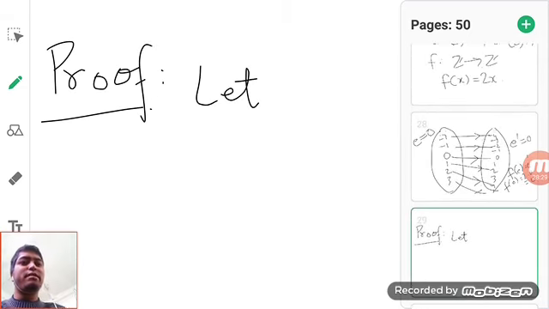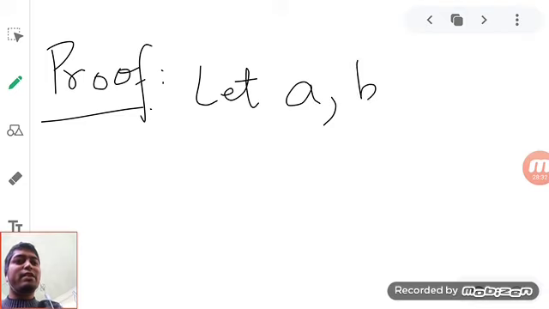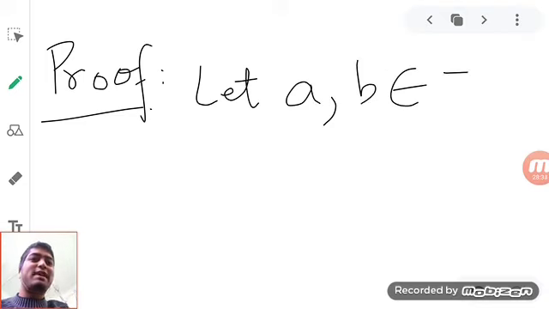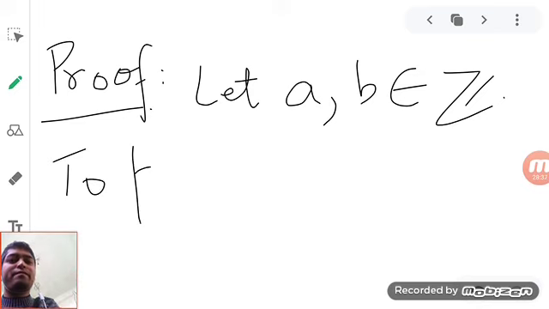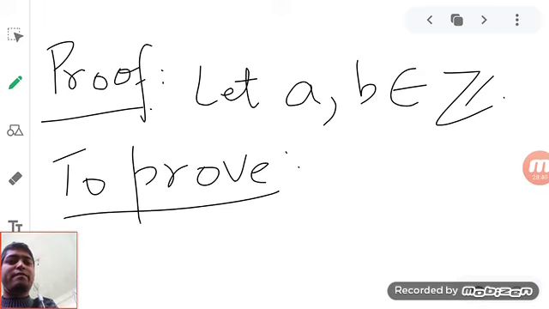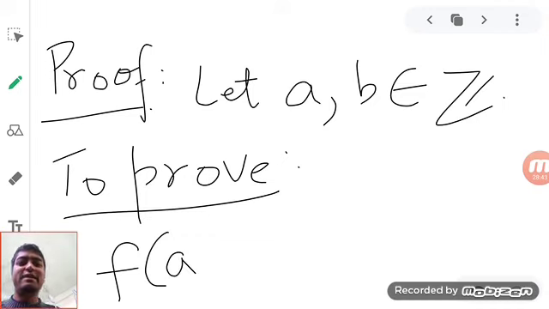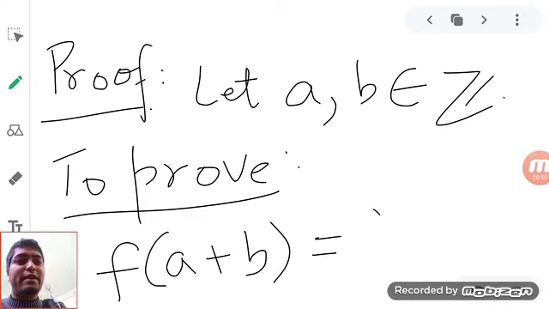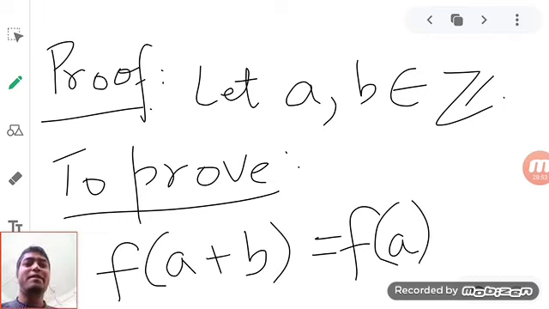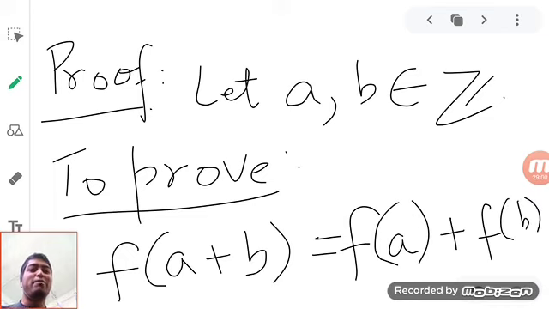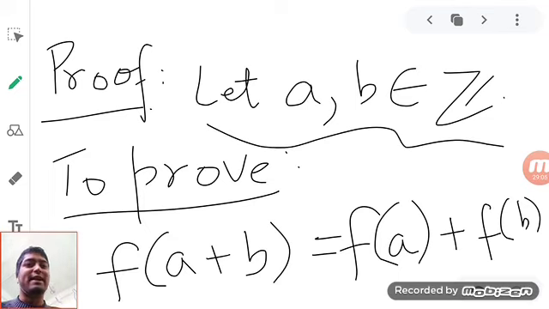Okay, so what will we do? We will start with: let a and b belong to G, over here Z. To prove, we need to prove f(a star b). Instead of star, what will we be having? Star is the operation of the first group. Over here it is plus. And we need to show that it's equal to f(a). What is the operation of the second group? It is again plus, f(b). We need to show that f(a plus b) equals f(a) plus f(b), for all a and b belonging to Z.